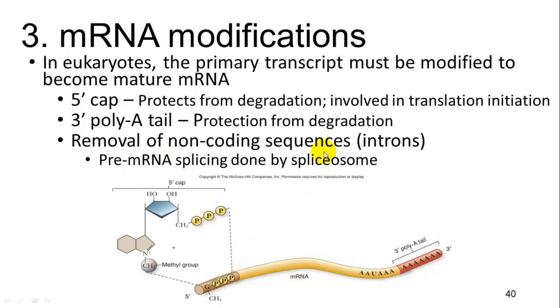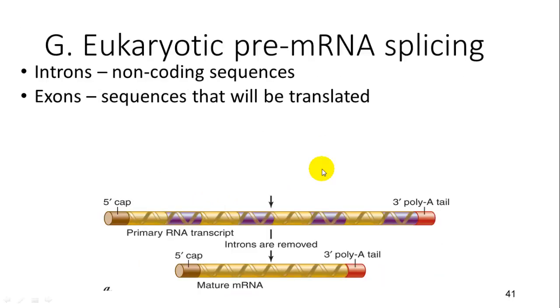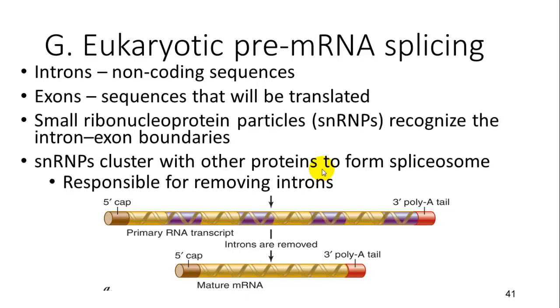The ones that don't code for anything are called introns. And this is done by an enzyme called the spliceosome. So introns are the non-coding sequence, and the ones that are left are called exons. So there are two different things which are interacting. The small ribonucleoprotein particles, or SNRPs, recognize the boundaries between the introns and the exons, and then they cluster with other proteins to form the spliceosome, and then they remove the introns.